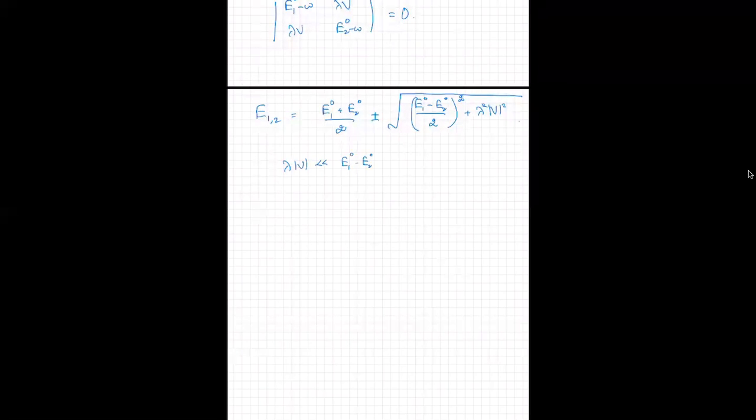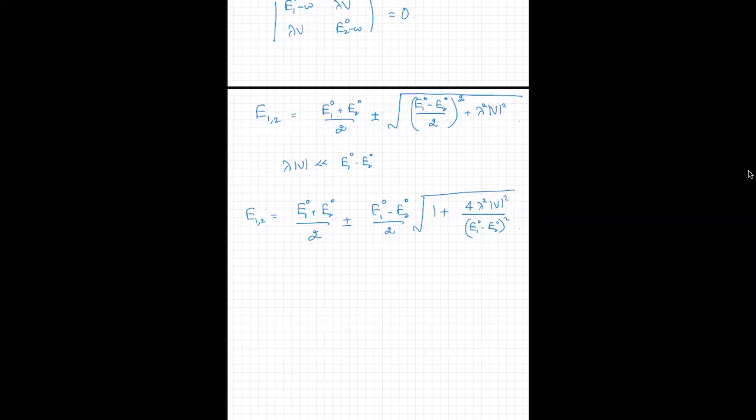Then I can use the binomial theorem and expand these terms. So E1,2 can be written as (E1 0 plus E2 0) over 2 plus or minus (E1 0 minus E2 0) over 2 times the square root of 1 plus 4 lambda squared V squared divided by (E1 0 minus E2 0) squared, right? Now, if lambda times V is very, very small compared to the unperturbed energies E1 0 or E2 0, or even the difference between the two, then I can develop a power series.